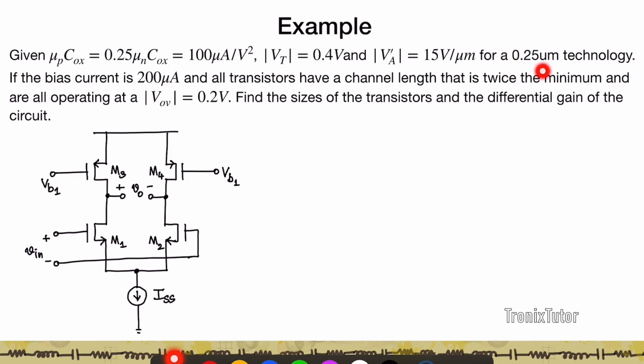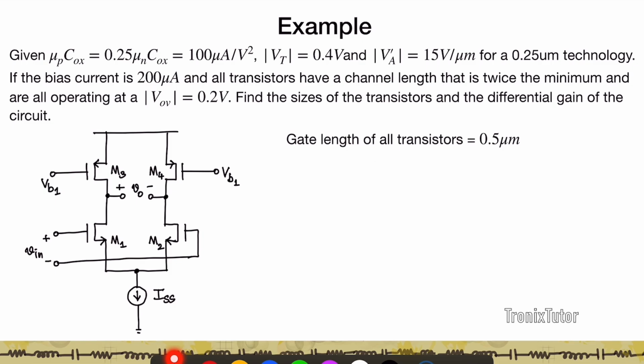So remember, this technology minimum gate length is 0.25. So what the problem is stating is that all gate lengths in this circuit have twice the 0.25 micron and are all operating with an overdrive voltage of 0.2. So both the PMOSs and the NMOSs are operating at a VOV of 0.2. You're asked to find the size of the transistors and the differential gain of the circuit. Right? So again, it's good to write down what all is known and then let's start solving the circuit.